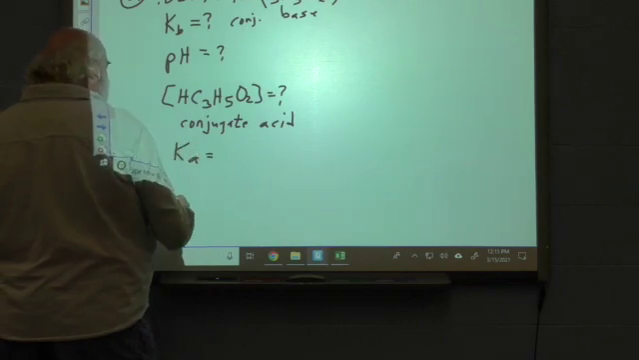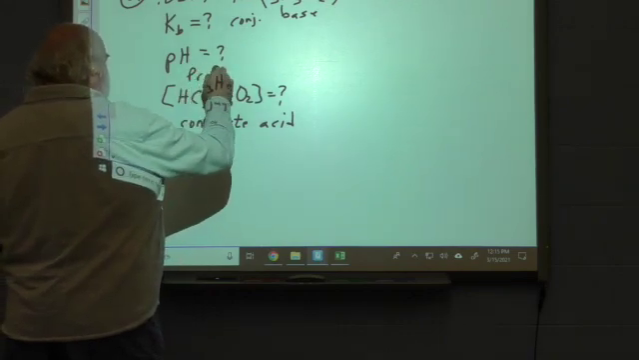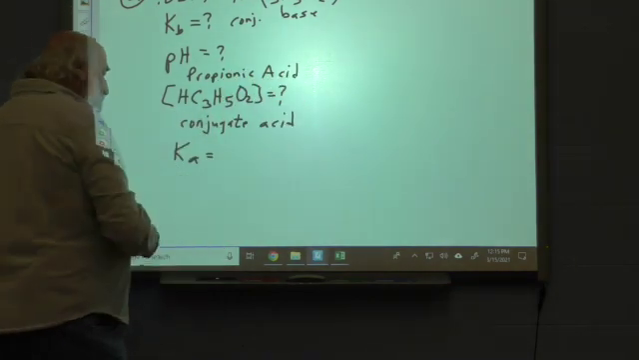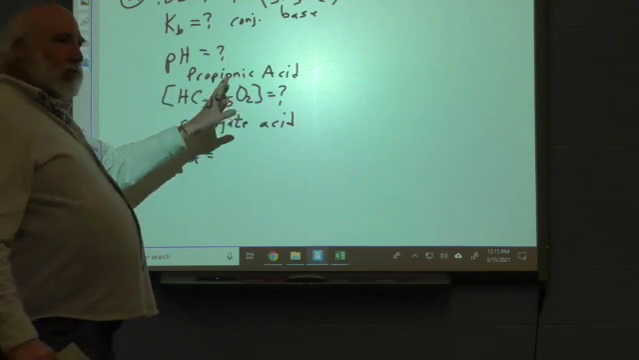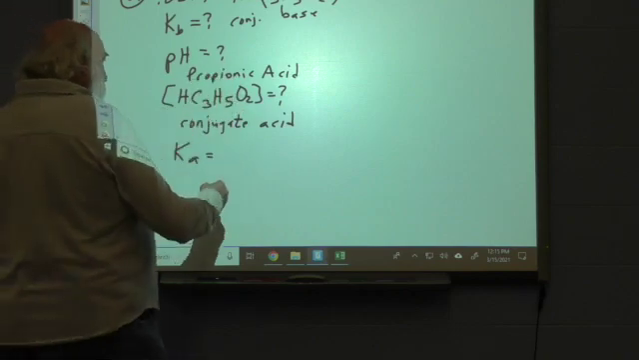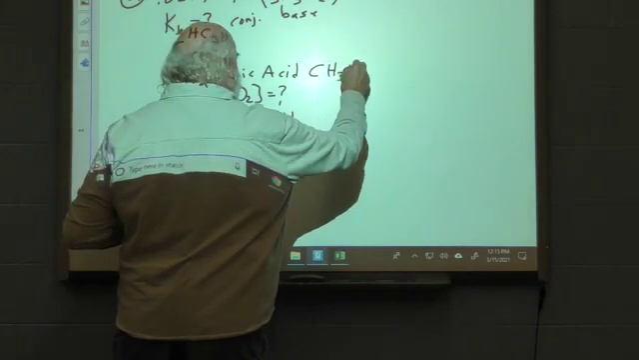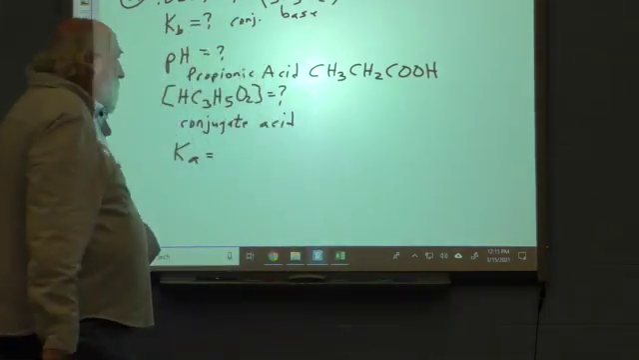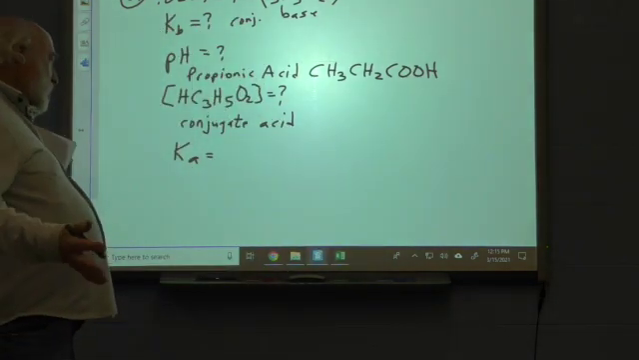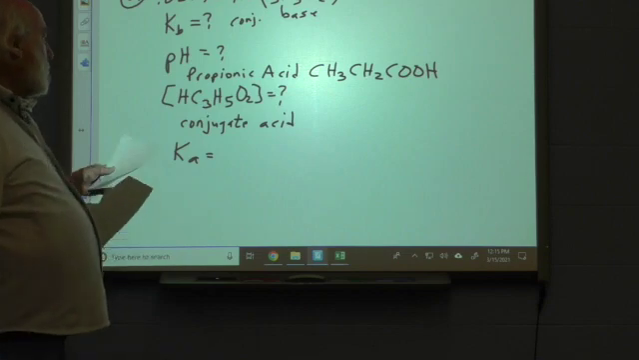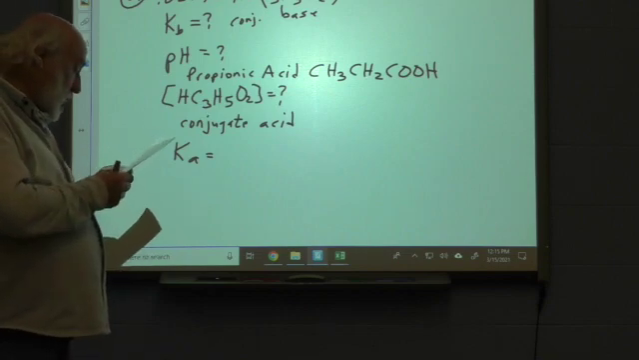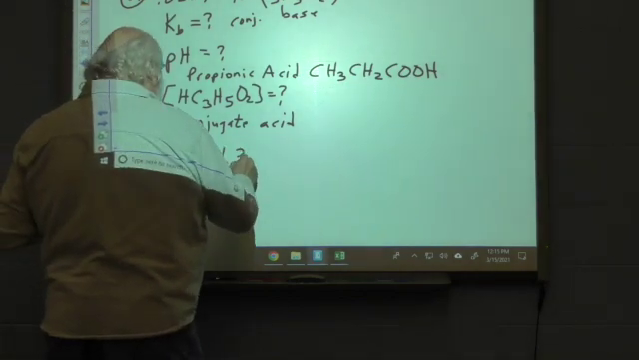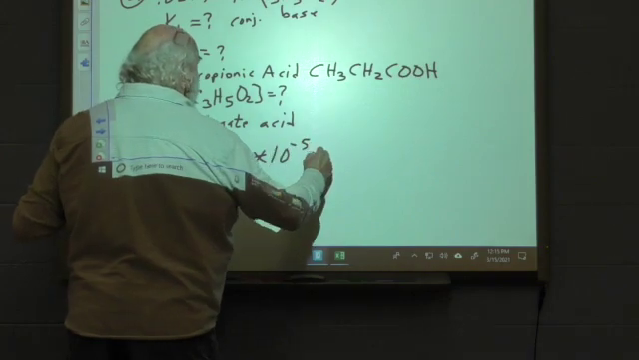Go to page 727. This is propionic acid. And if you don't recognize the name, you will find this version, this horrible inorganic chemistry version of propionic acid. We learned it as CH3, CH2, COOH. It's a 3-carbon acid, a common name. Regardless, whatever. But if we look it up in the chart on page 727, we get 1.3 times 10 to the negative fifth.